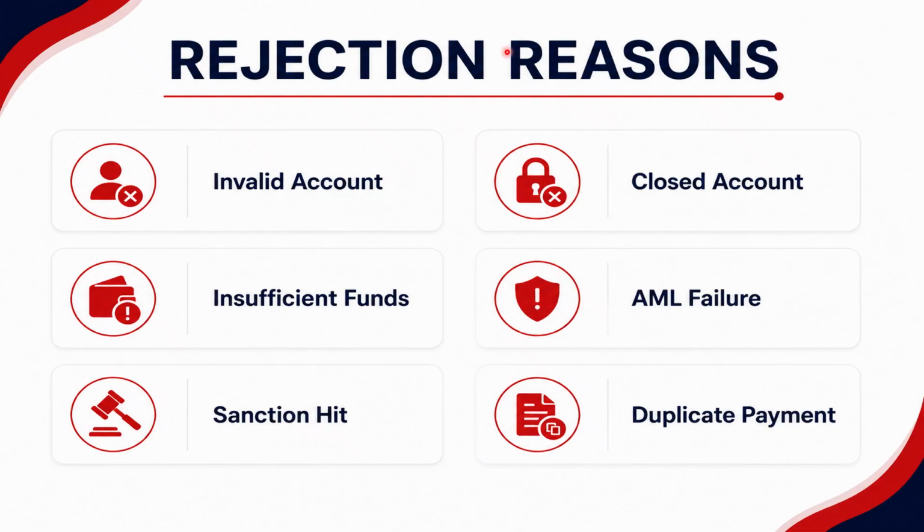Rejection reasons. Payments may be rejected for several reasons. The account may be invalid. The account may already be closed. There may be insufficient funds. The payment may fail AML checks. It may hit a sanction screening rule. Or it may be identified as a duplicate payment. The rejection reason is included inside the pacs.002 message.